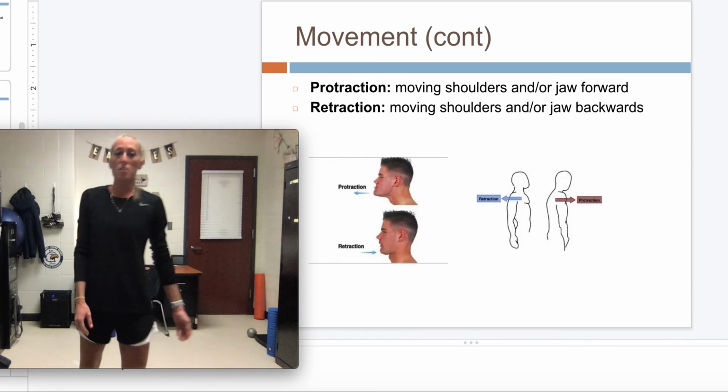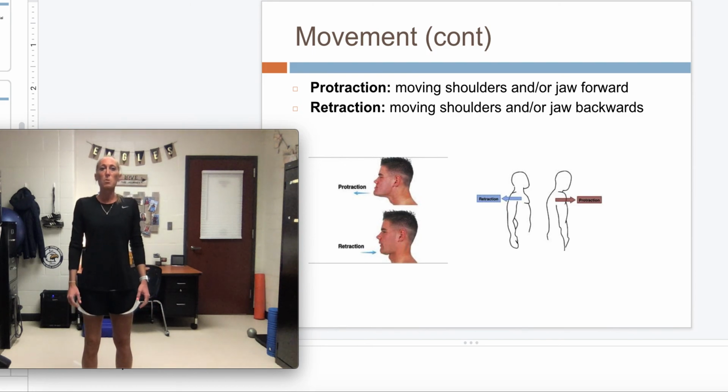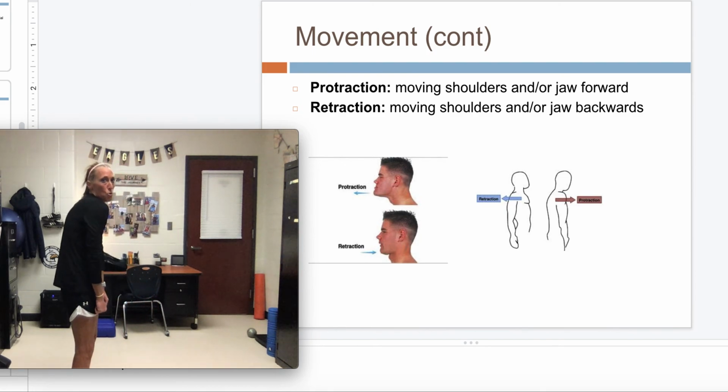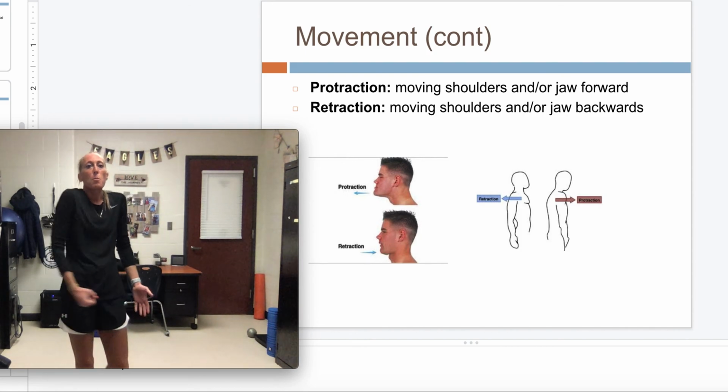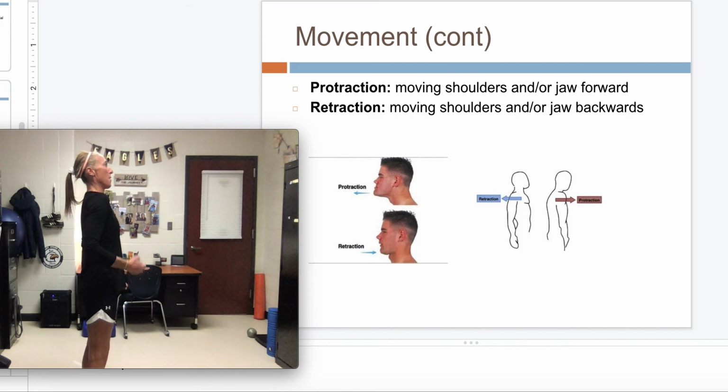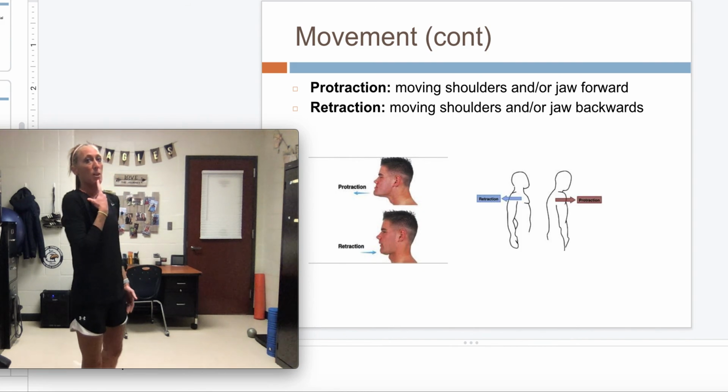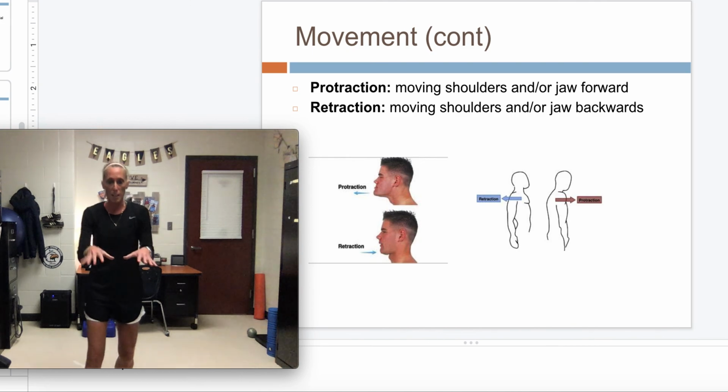All right, we have protraction and retraction. Protraction is moving forward. So we can protract our shoulders, we can protract our head, we can protract our jaw. It's just moving forward. If we retract, we pull our shoulders back, our head back, our jaw back in. That is retraction. Americans, we sit at a desk. We spend a lot of our day at a desk, typing on a computer.